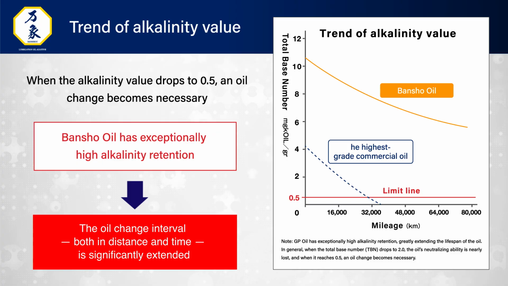This graph compares the alkalinity and lifespan of Bansho Oil and a top-grade commercial engine oil over driving distance. When the alkalinity level drops to 0.5, the oil reaches its limit and must be replaced. As you can see, even the finest commercial oil reaches that limit at around 30,000 kilometers. However, when mixed with Bansho Oil, the alkalinity remains at a stable level of 6, even after 80,000 kilometers, demonstrating its remarkable durability and long-lasting performance.